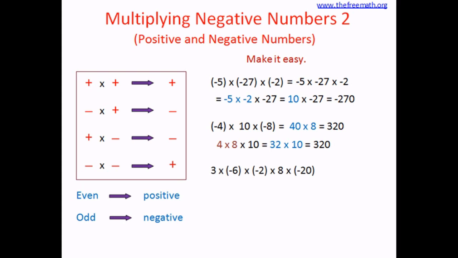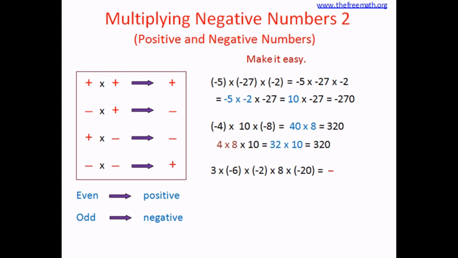The next one is this. 3 multiplied by negative 6 multiplied by negative 2 multiplied by 8 multiplied by negative 20. Now let's see how many negative numbers are here. 1, 2, 3. There are 3 negative numbers. That means odd number of negative numbers. That means the answer is going to be negative. So I have written a negative sign here, and whatever my product is, that product I'll write after this negative sign. Now I can ignore the signs and do the multiplication.